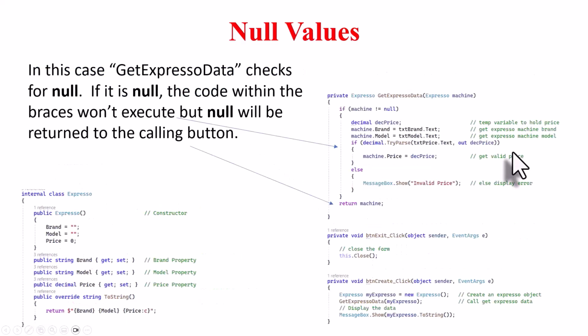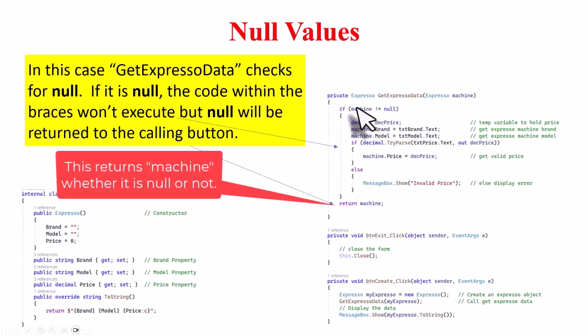This gets a lot cleaner as you start looking at this in a little more detail. In this case, we're using the get expresso data method, and we're checking for null. If it is null, the code within the braces won't execute, but null will be returned to the calling button. We're creating a my expresso instance, a new expresso. We're then going to get the expresso data, passing my expresso to the get expresso data method.